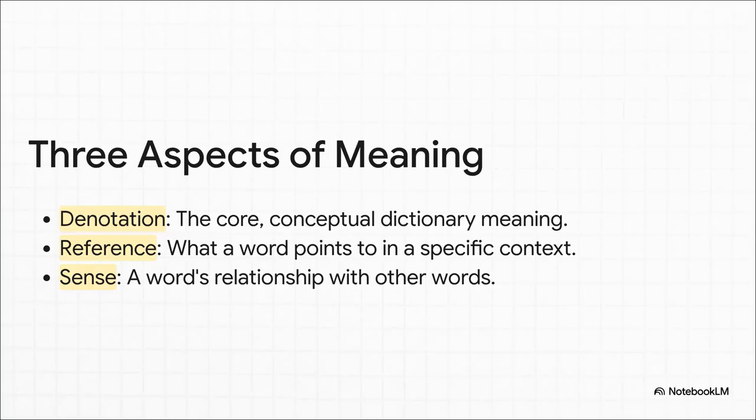To really break down meaning, it's helpful to split it into three different parts. First up, you have denotation. Think of this as the core, no-frills dictionary definition of a word. The denotation of pig is a farm animal with a snout. Then there's reference. This is what a word is pointing to in a specific situation. If I point and say, that pig is covered in mud, I'm referring to one particular animal. And finally, you've got sense. This is all about how a word relates to other words, how pig is a synonym for hog, or how it relates to sow or piglet.